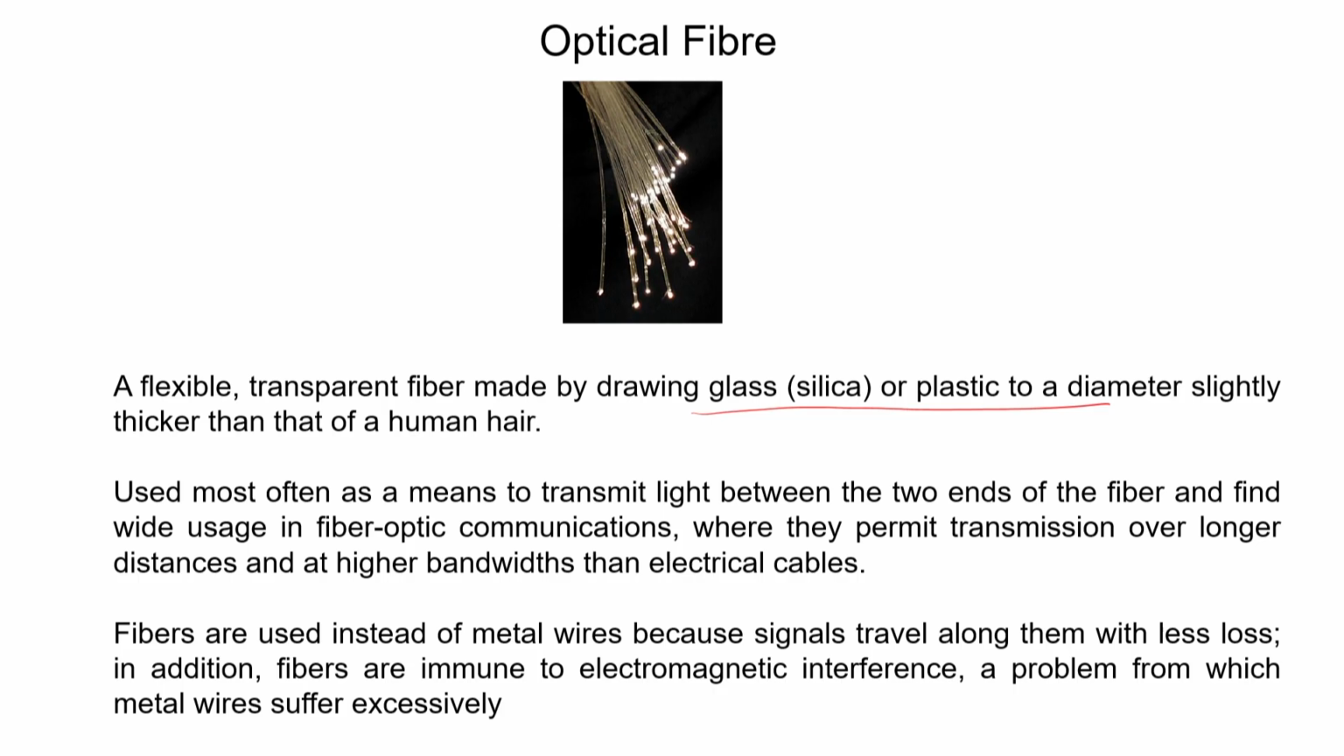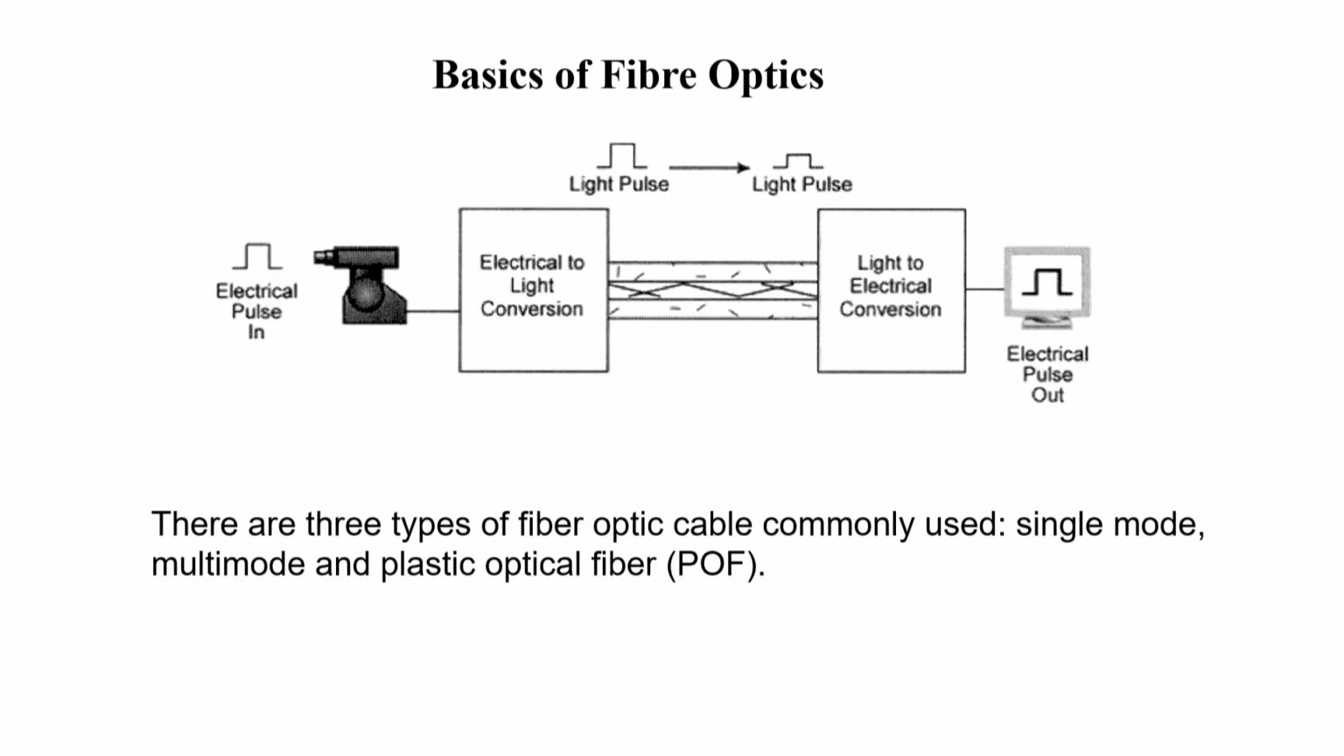So, how would such a system work? Well, as you can see here, there is an electrical pulse in, and that is changed to light, electricity to light. Then there is total internal reflection happening inside the optical fiber, and then there is a light to electrical conversion. Then you are getting the electrical pulse out of the system. Now, this you can get from a glass optical fiber or a plastic optical fiber. We call it GOF or POF.